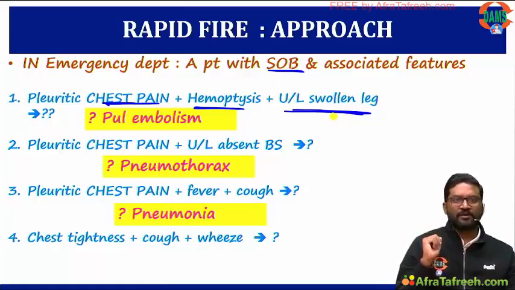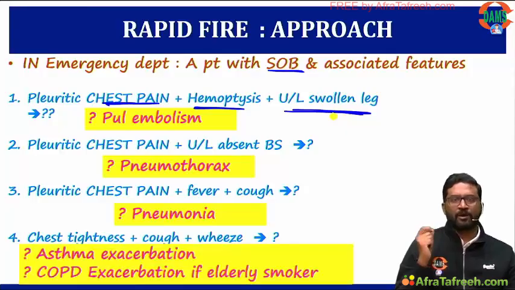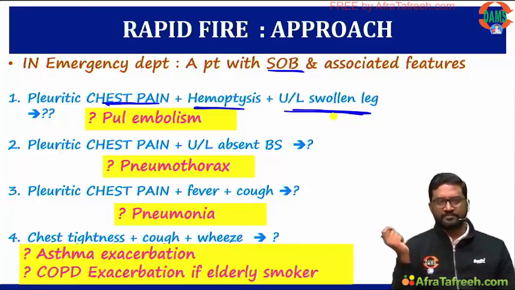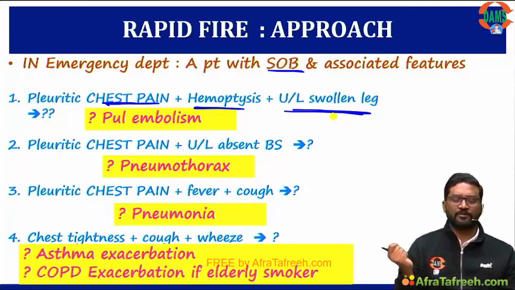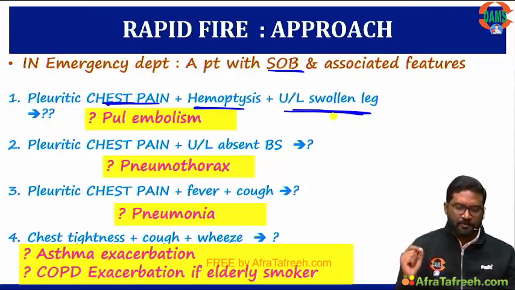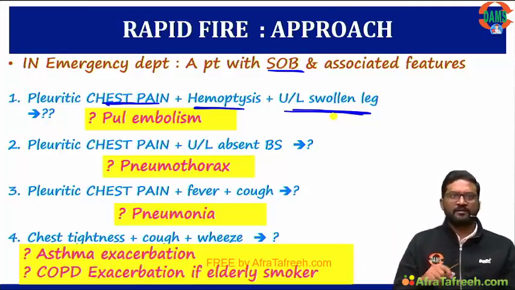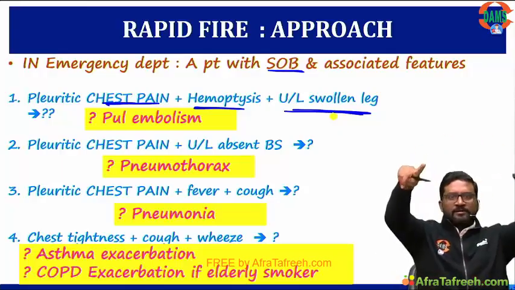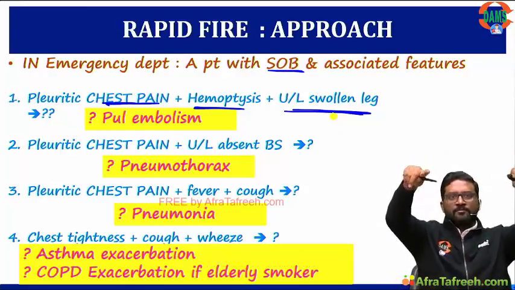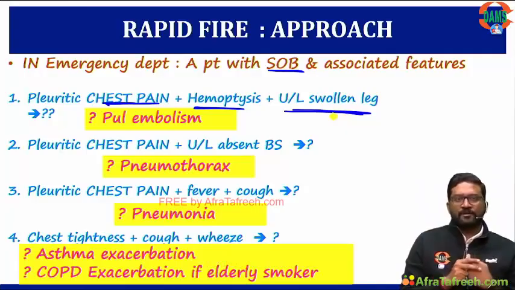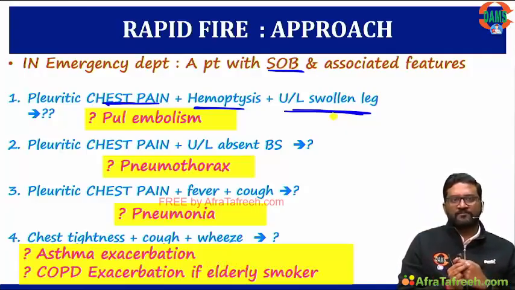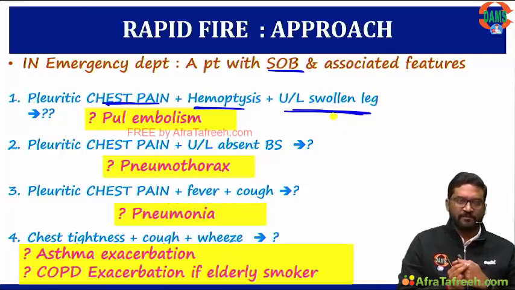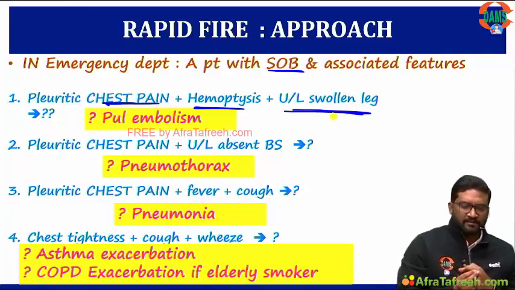Then shortness of breath in the emergency department, chest tightness, cough and wheeze. Common is asthma exacerbation. If the patient is elderly and a smoker, think of COPD exacerbation. See here: swollen leg, chest pain, pulmonary embolism; absent breath sounds, pneumothorax; fever, pneumonia; chest tightness, cough, wheeze, asthma exacerbation; it can be COPD exacerbation if the patient is elderly, a smoker.